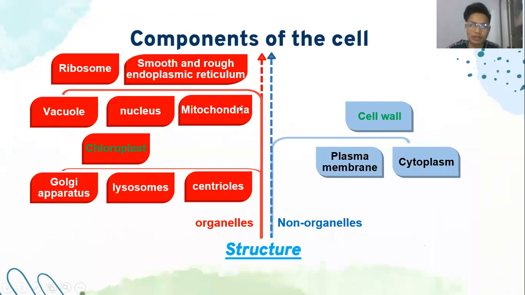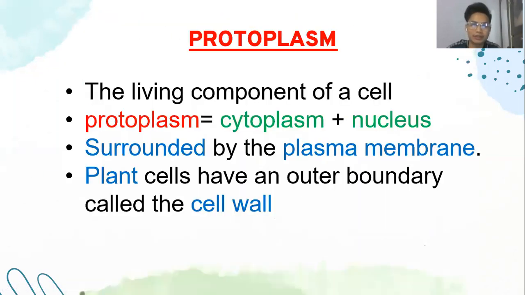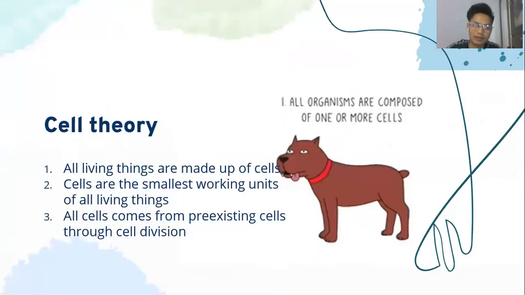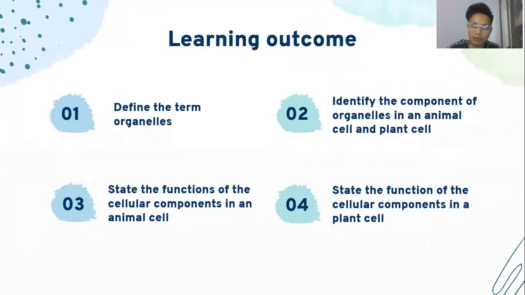So I think that's all from me. I hope you achieve the learning outcomes, which are: you are able to define the term organelles, able to identify the components of organelles in animal cells and plant cells, and able to state the function of the cellular components in animal and plant cells.